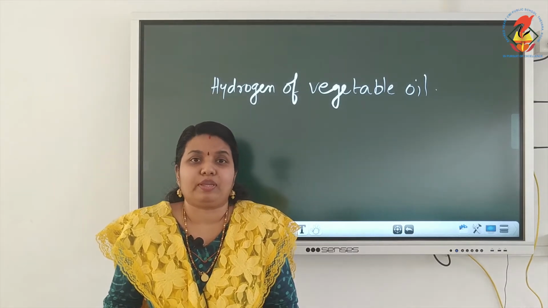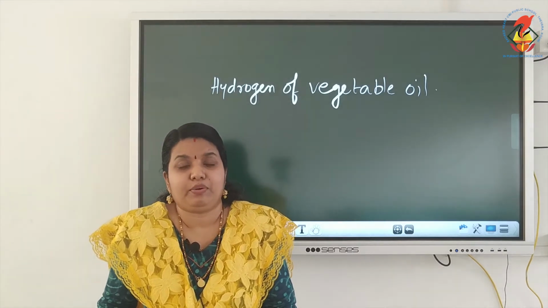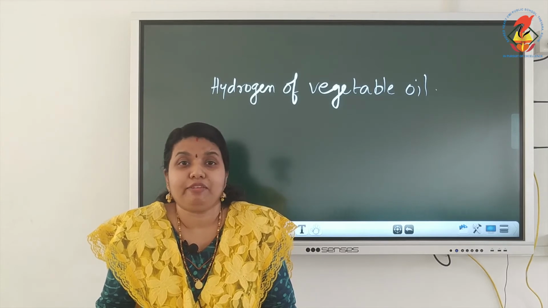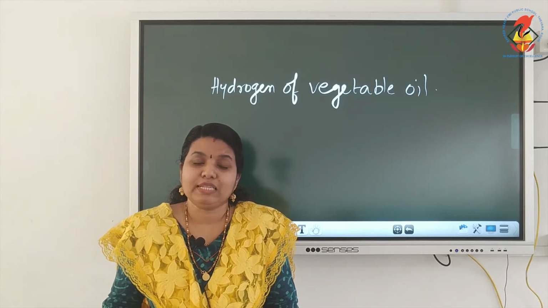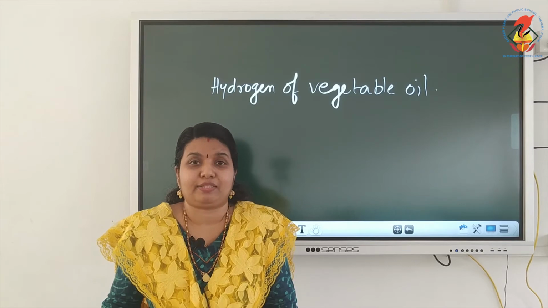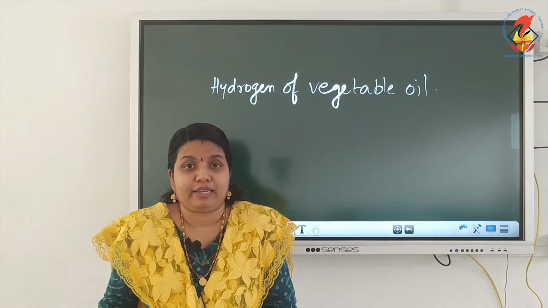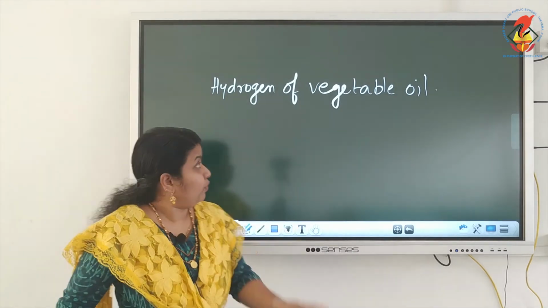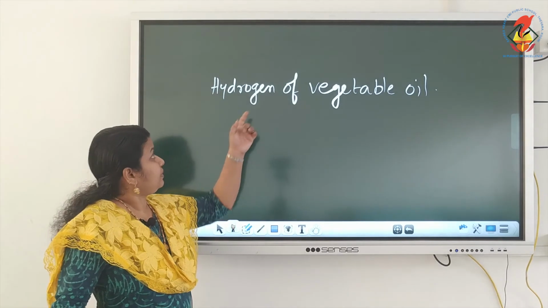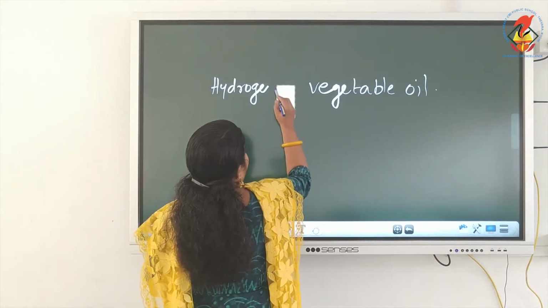So, always for cooking we should choose vegetable oils which contain unsaturated fatty acids. Oils containing unsaturated fatty acids should be chosen for cooking. Animal fats are saturated fatty acids and they are unhealthy, harmful for health. So, what is the application of hydrogenation?